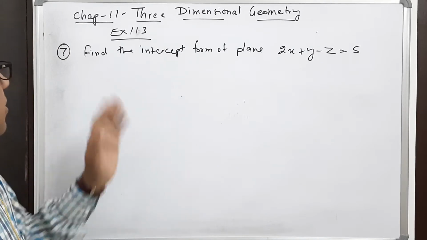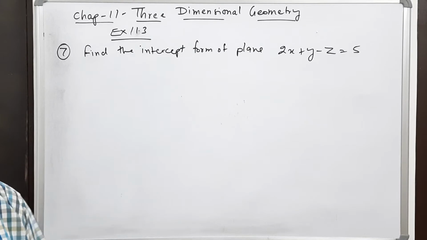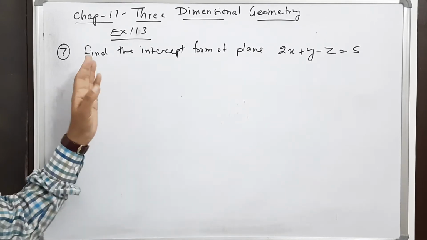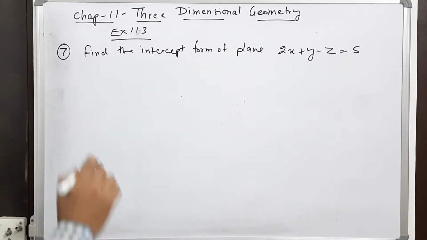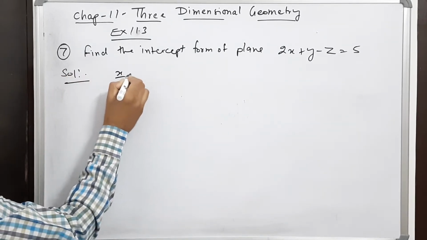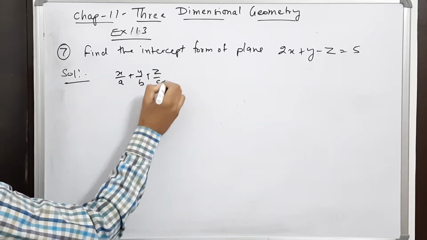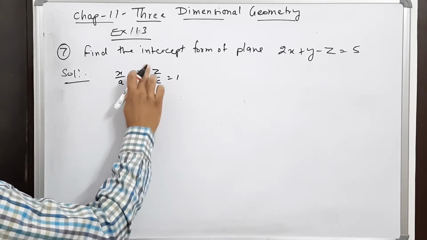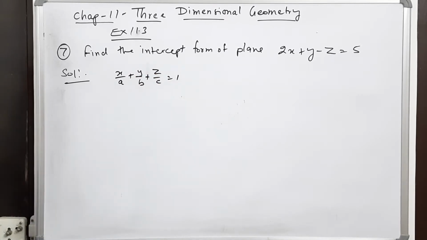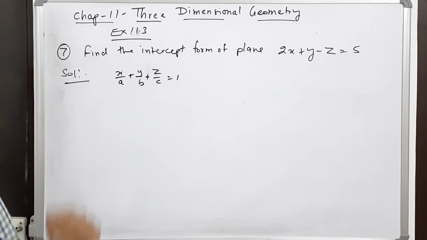Hello students, moving ahead to exercise 13.3, sum number 7 up to 6. I already explained it to you in my previous video. Find the intercept form of the plane. The solution of this problem is, the intercept form of the plane is x upon a plus y upon b plus z upon c equals 1. You know, in the 11th class you read about the intercept form of the line, x upon a plus y upon b equal to 1, and now it is 3D, so it is z upon c also.